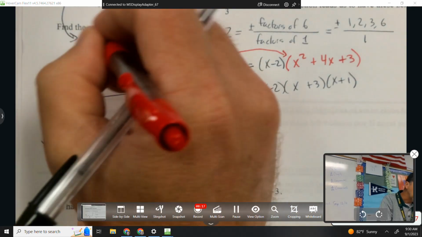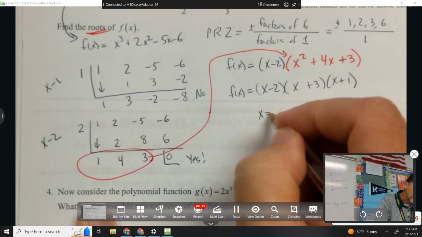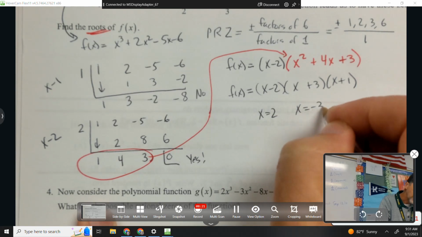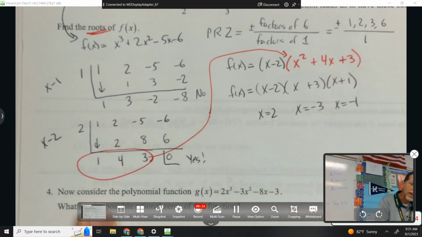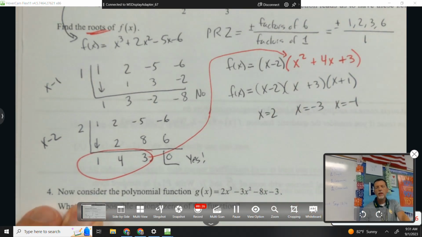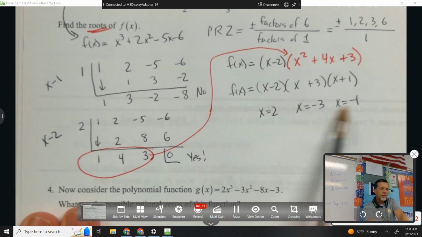Okay, so there it is factored, but what did this say to find? It said find the roots. So x equals 2, x equals negative 3, and x equals negative 1. Which means my other best option for a guess was going to be negative 1, and that one would have worked as well.